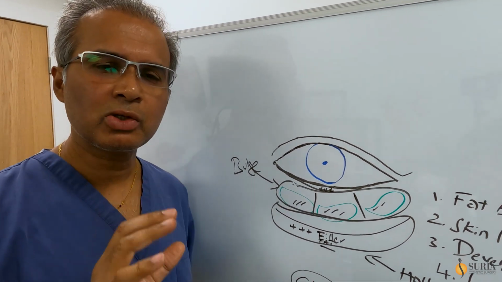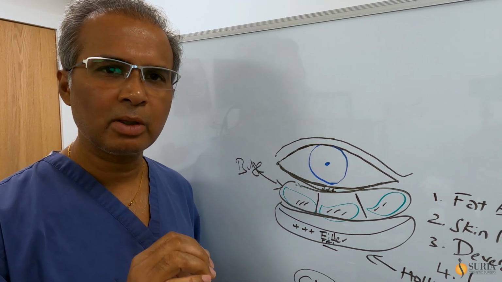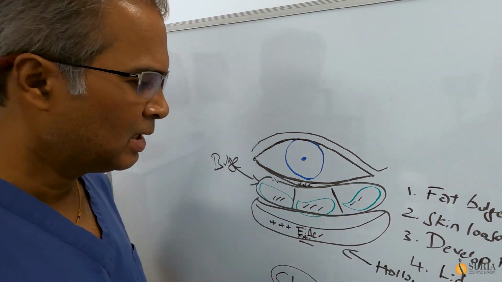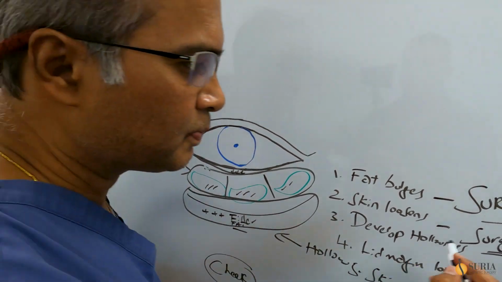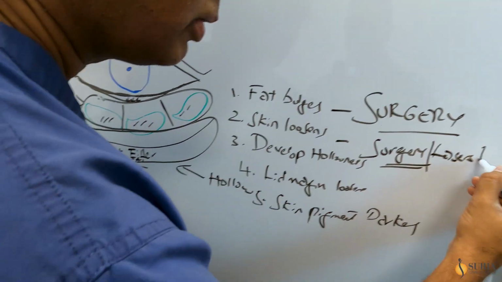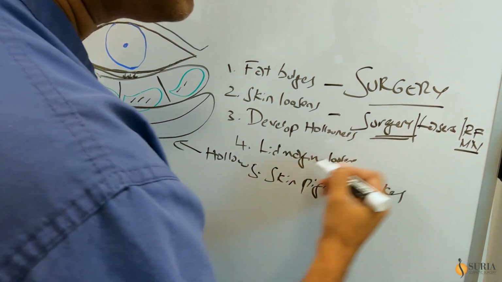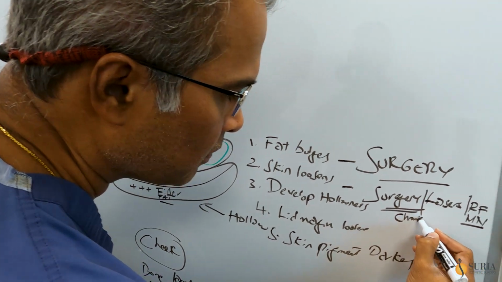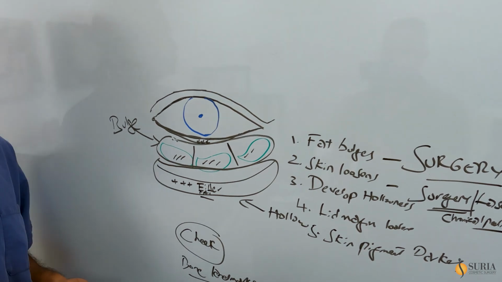So you have to be extraordinarily cautious and judicious on how much skin is resected of the lower lid. You can do some for sure, but be very, very judicious, okay? So you can do some surgery. You can also do some lasers to tighten the skin. You can do radio frequency microneedling to tighten the skin. You could do chemical peels to tighten that skin. So you could do various things to tighten the skin.